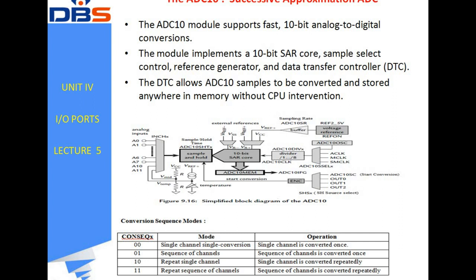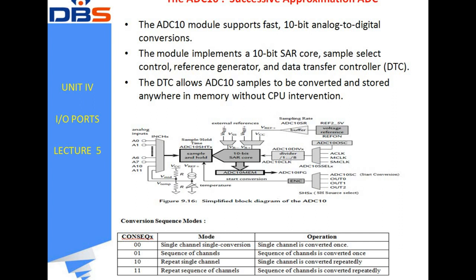Why we are using this analog to digital converter means, the information whatever we are getting from some of the output peripherals is in analog form, and those analog signals cannot be understood by devices like microprocessors and microcontrollers, so it has to be converted into digital. So in order to convert the obtained analog signals into digital form, we are going to use an A to D converter here. So here the ADC10 module supports fast 10-bit analog to digital conversion.